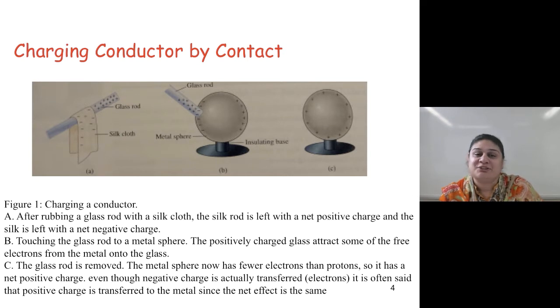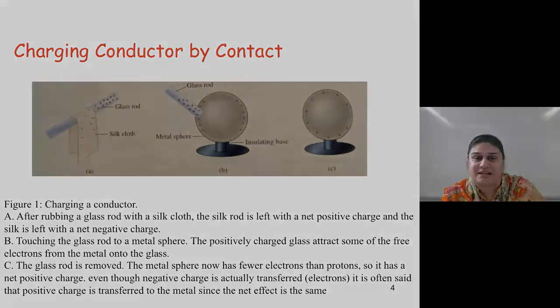So, charging a conductor by contact. After rubbing a glass rod with a silk cloth, the glass rod is left with a positive charge and the silk is left with a negative charge. Touching the glass rod to a metal sphere, the positive charge attracts some of the free electrons from the metal onto the glass. The glass rod is then removed. The metal sphere now has fewer electrons than protons, so it has a net positive charge. Even though negative charge is actually transferred, it is often said that the positive charge is transferred to the metal since the net effect is exactly the same.